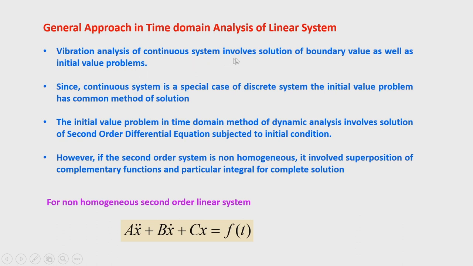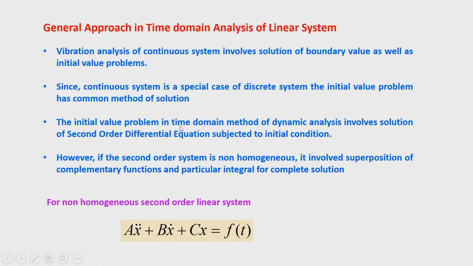Therefore, we shall first see how the discrete system can be analyzed for the initial value problem, initial conditions, as well as the excitation of the external agency. Now, since continuous system is a special case of discrete system, the initial value problem has a common method of solution. In both cases, you will find that a similar type of solution appears in the initial value problem.